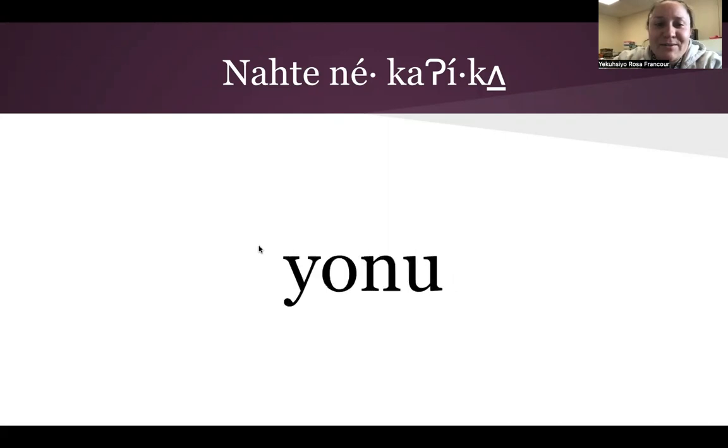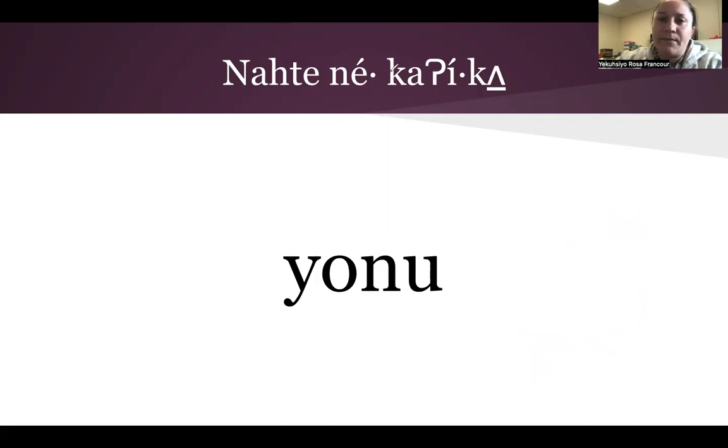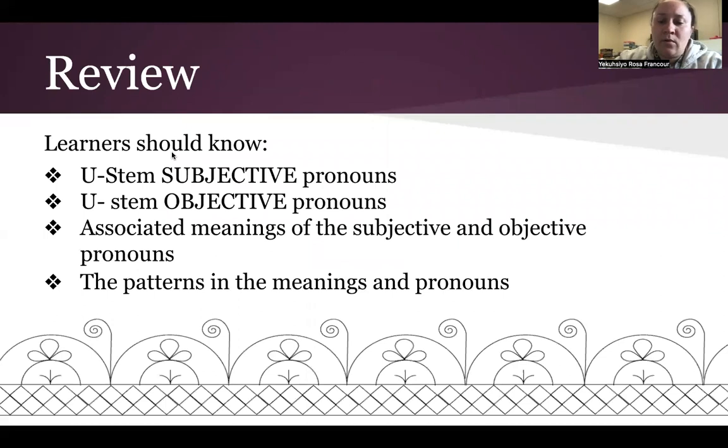Let's do Yonu. Which one is that? Is this subjective or objective? Pause if you need more time. Objective. And we actually talked about the other pronoun on the subjective side. This is the pronoun on the objective side for three or more females. Okay. Objective, three or more females, or don't get tripped up. It can also be two females because the pronoun is exactly the same in the second or third column. All right. Awesome. Let's do one more.